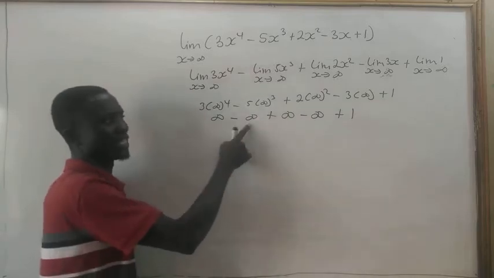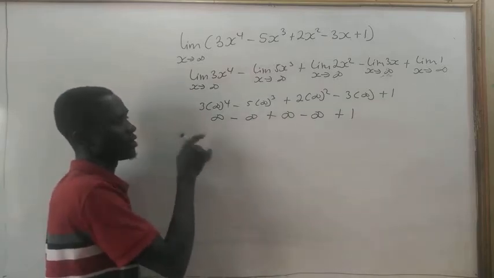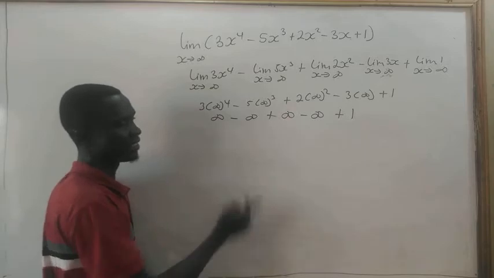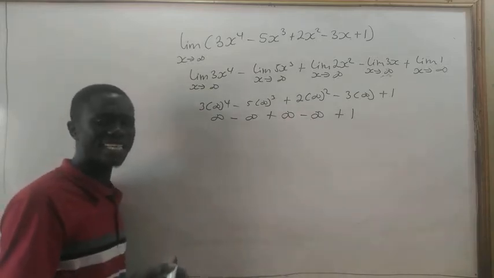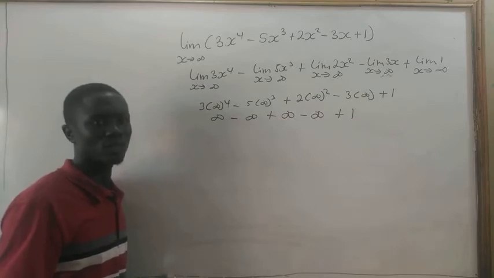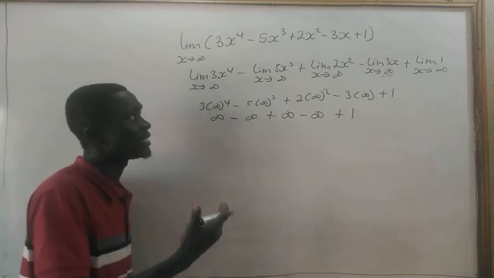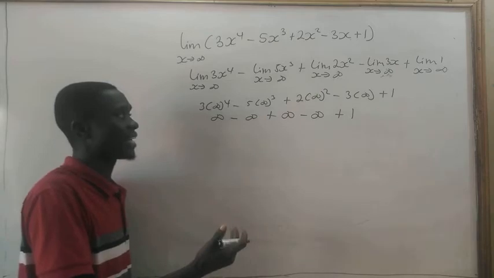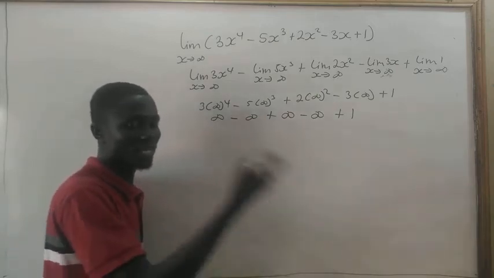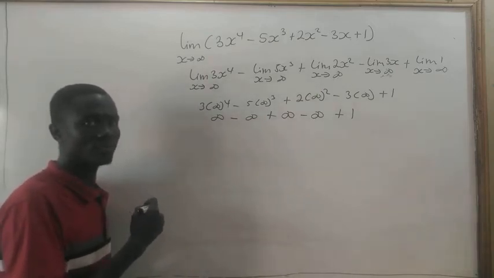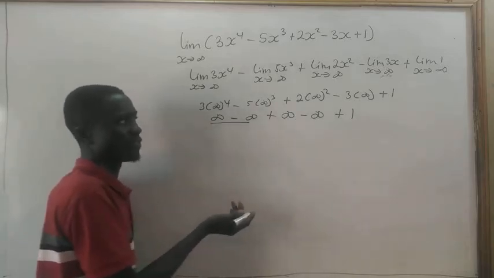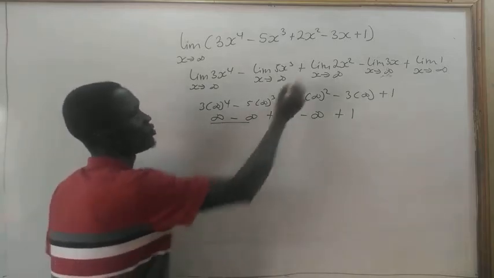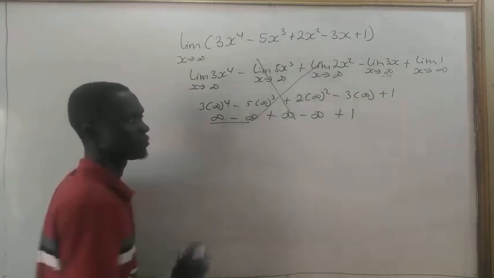But what is minus infinity? What is infinity minus infinity plus infinity minus infinity? In lesson 1 we said that infinity is not a number. It is just used to represent the behavior of the function as x increases or x decreases without bound. So here we don't know infinity minus infinity, so we cannot use this approach.